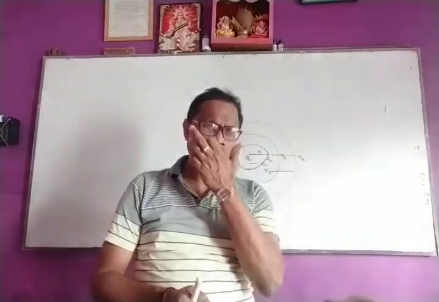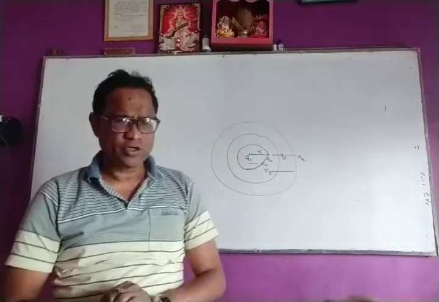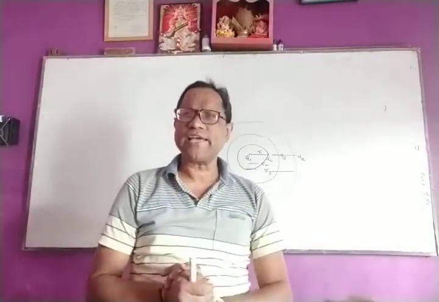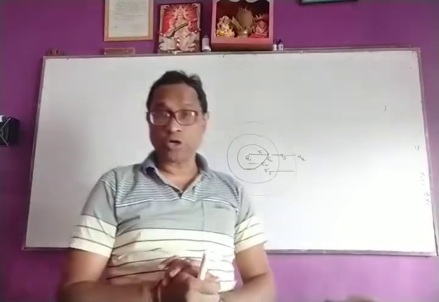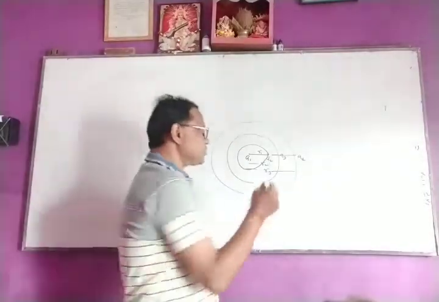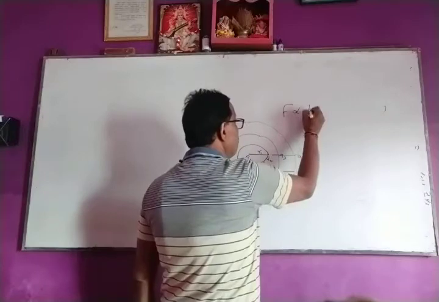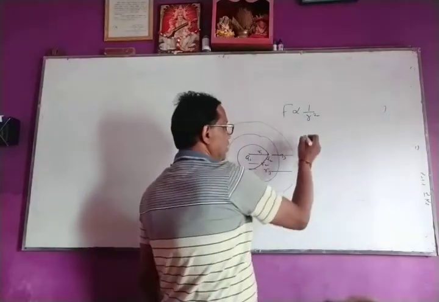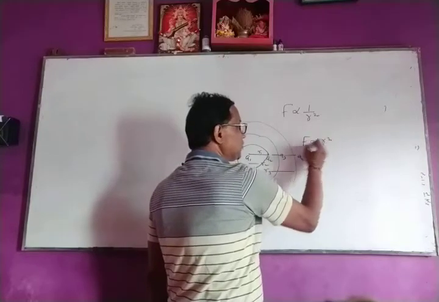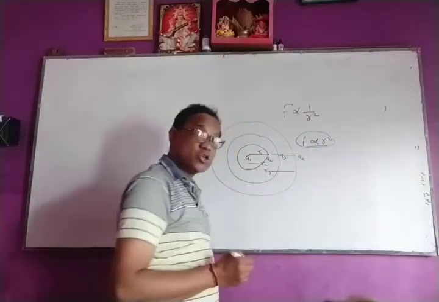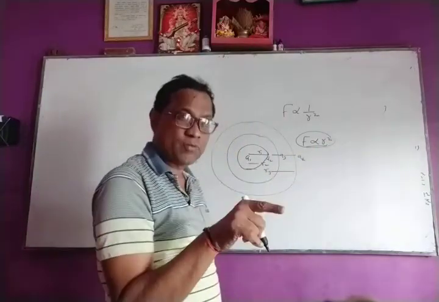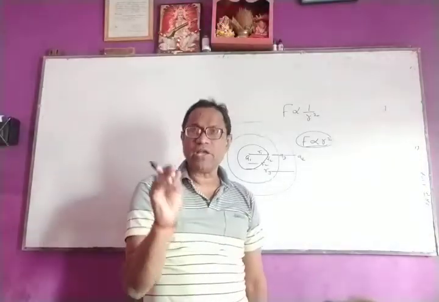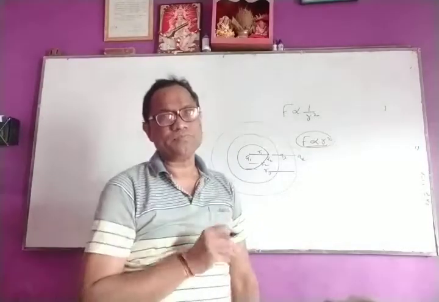Third, electrostatic force between two charges obeys inverse square law according to Coulomb's law. F proportional to 1 by r square. If F is proportional to r square, it is known as square law. But in this formula, F is proportional to 1 by r square, so it is known as inverse square law.